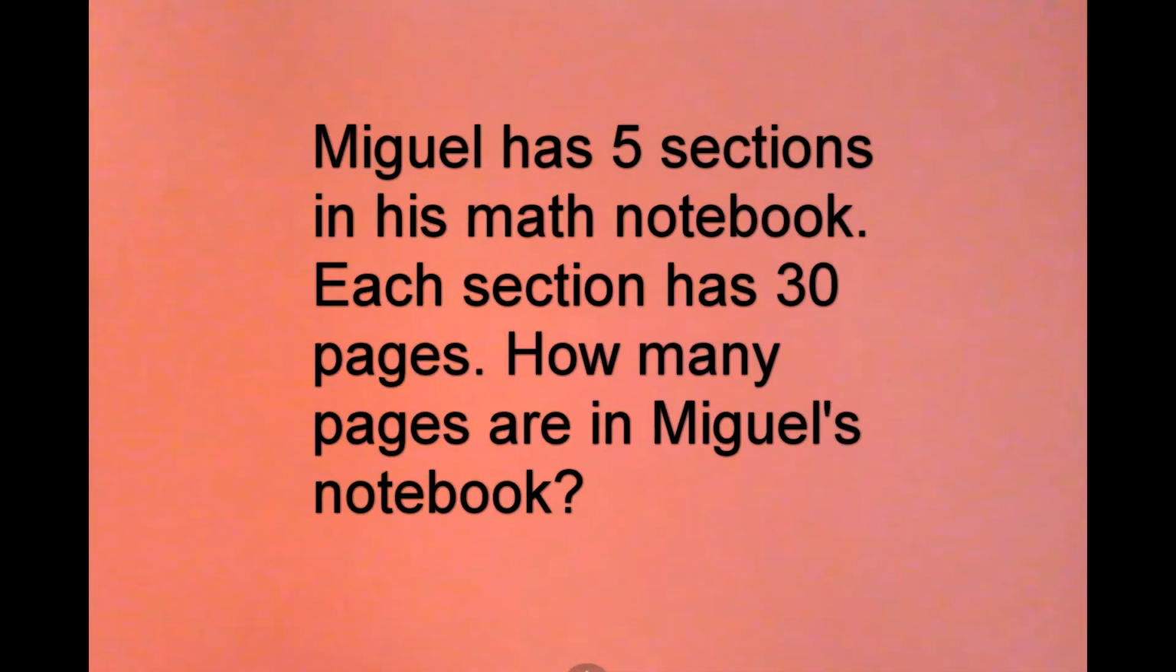Miguel has 5 sections in his math notebook. Each section has 30 pages. How many pages are in Miguel's notebook? We can think of this as 5 times 30 because there are 5 sections in the notebook and each section has 30 pages.